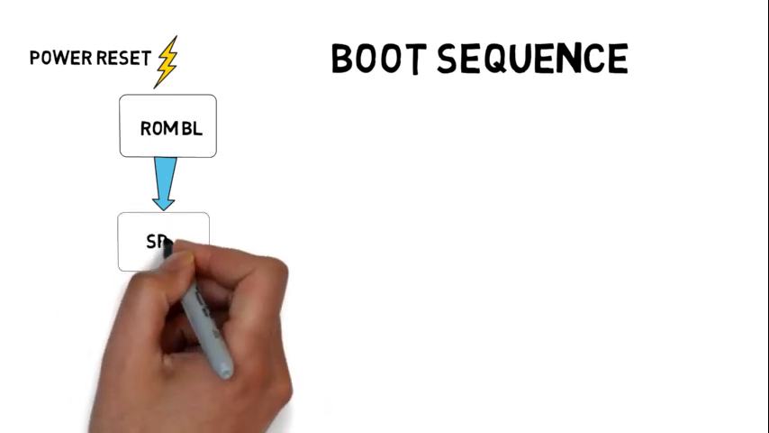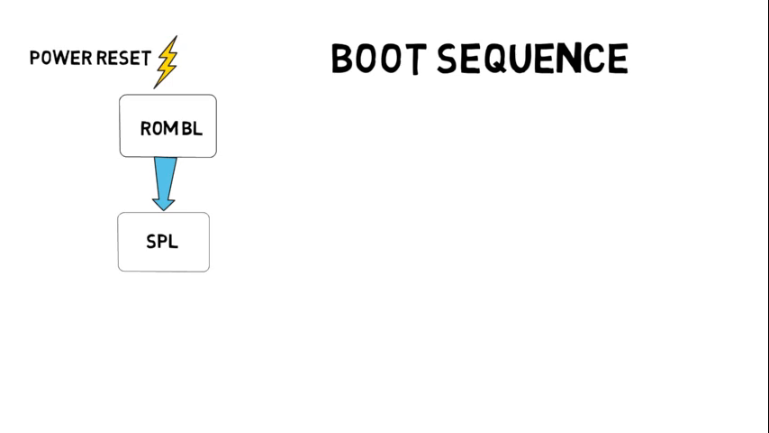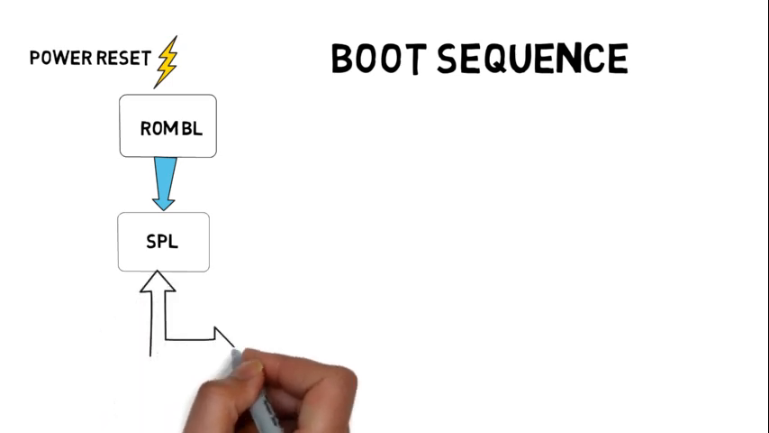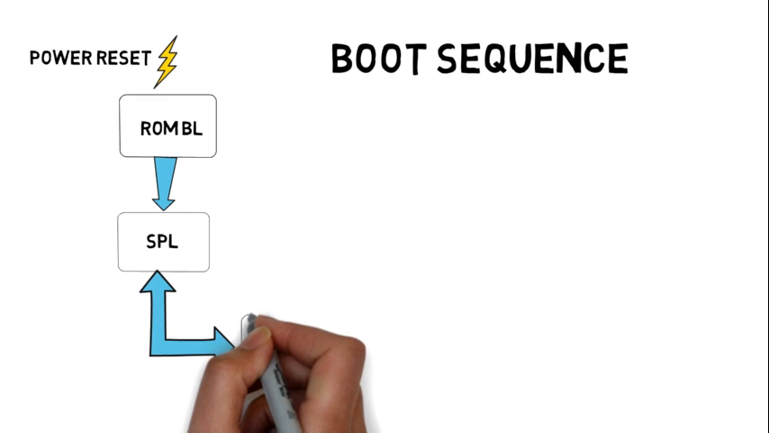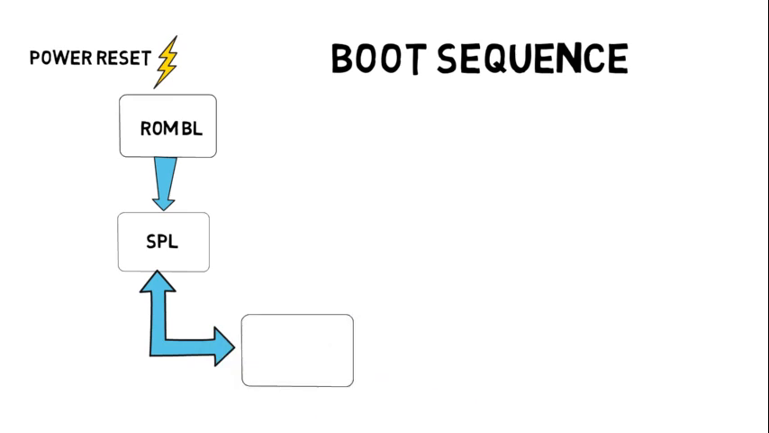The functionality of the ROM bootloader is simple and it will load the secondary bootloader from the internal memory and execute that. The second stage bootloader is referred to as SPL, which stands for secondary program loader. Sometimes it is also called MLO, which stands for memory loader. The function of the second stage bootloader is to load and execute the third stage bootloader called U-Boot.